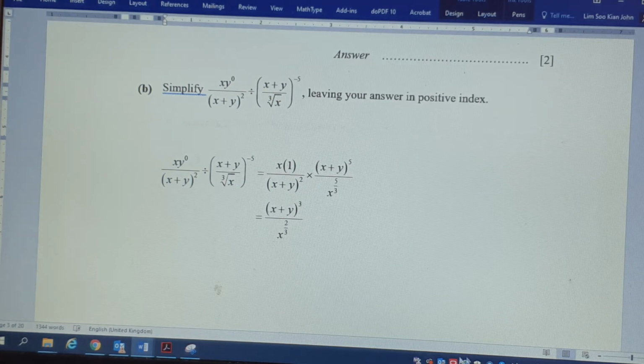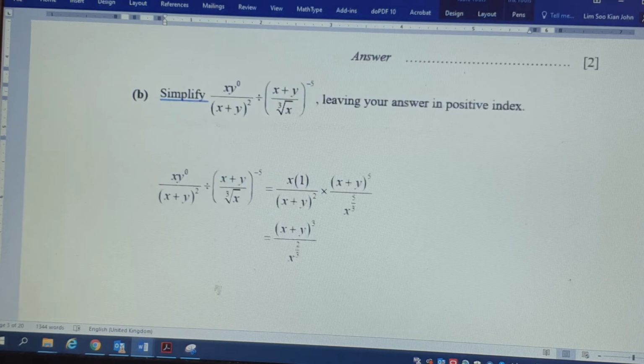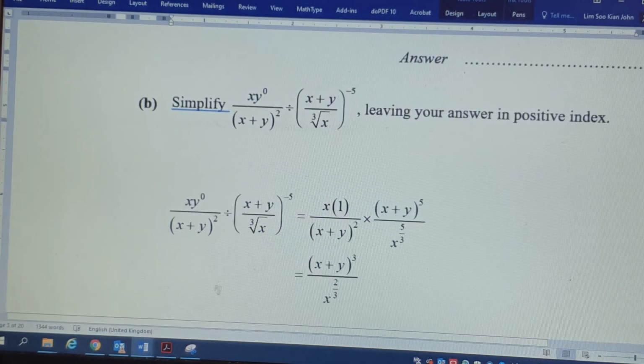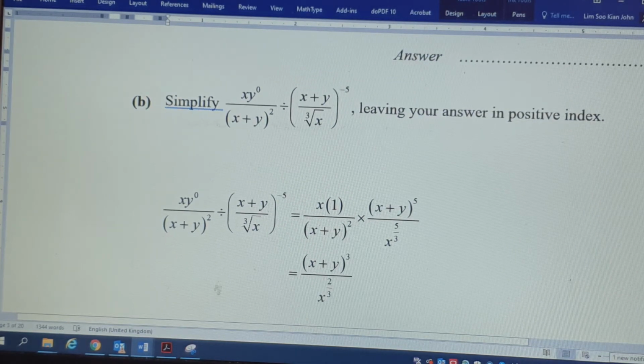Now, let us move on to our favorite topic. It's called indices. Okay, now indices is very simple if you know all the laws and don't get confused. Once we see this, we know already that this is 1. Okay, this is 1 now. They just copy the question. So we know that this is 1. The x is still there. This one we don't need to do anything for now.